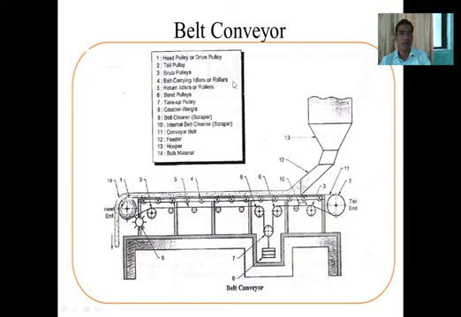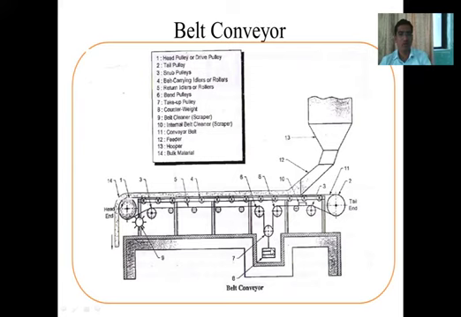Then belt carrying idlers or rollers. So these are the belt carrying idlers. So four are there. A number of belt carrying idlers are used. Then return run idlers are also there. So here it is the fifth one, return run idlers. Then the sixth one is a belt pulley. So you can see here the belt pulley is there. Then the take up pulley, the seventh one, is also there. So this is called a take up pulley. Then counterweight.